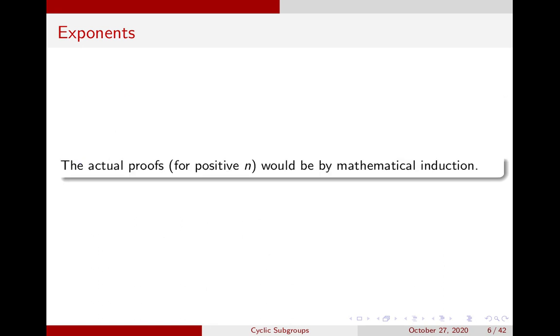So the actual proofs for these rules, for positive n, would be by mathematical induction, and then the rules when the exponents were not necessarily positive, we could prove using the fact that the rules are true for positive exponents.